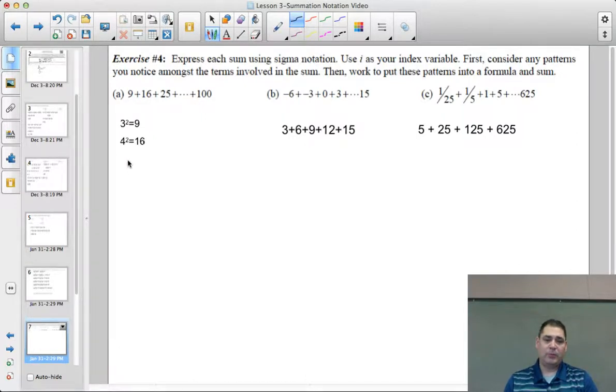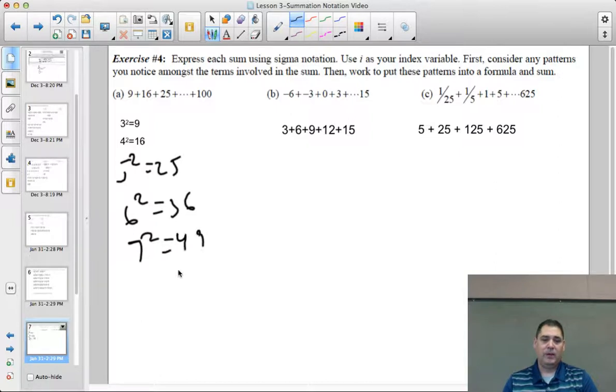Now what will be the next one? What's 5 squared? 25, right? That works. 6 squared, 36. 7 squared, 49. 8 squared, 64. 9 squared, 81. And 10 squared equals 100.